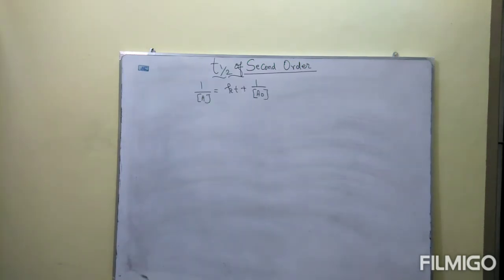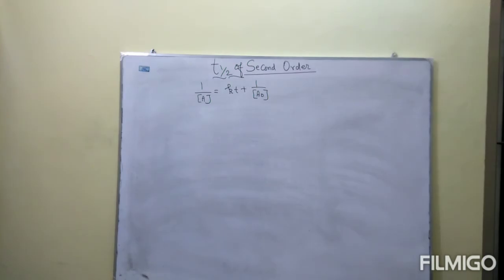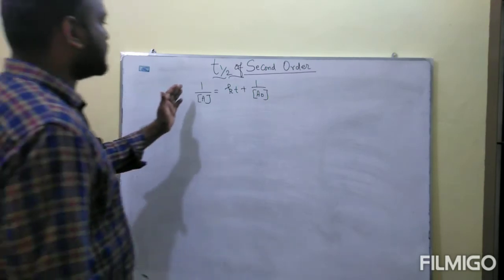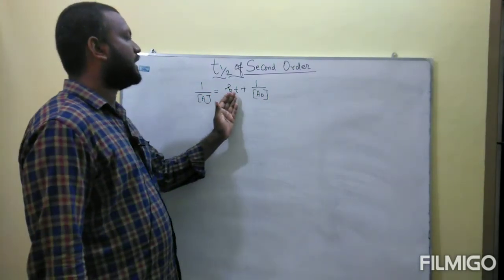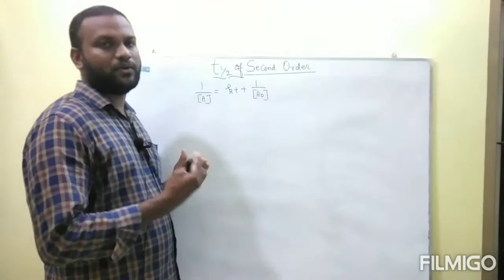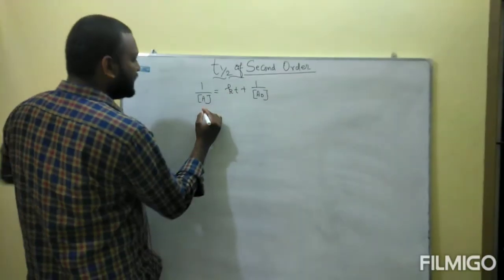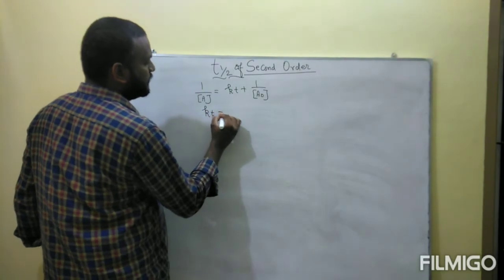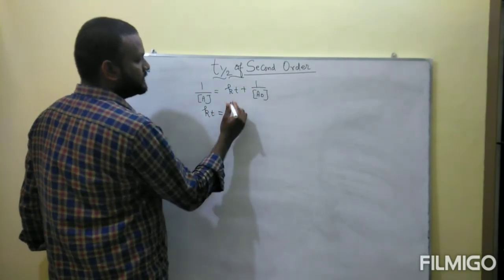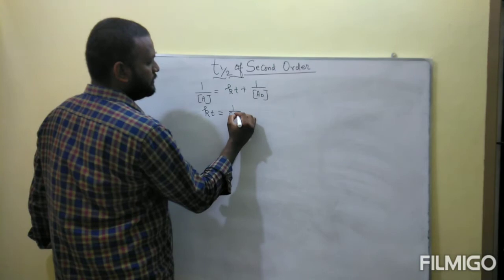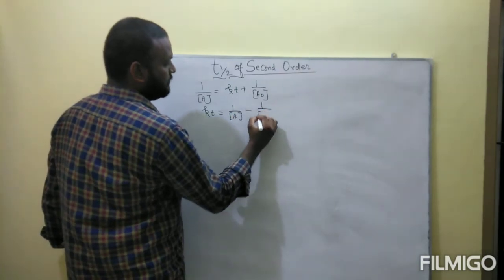Now consider the T half of second order reaction. We have the rate constant expression 1 by A is equal to KT plus 1 by A0. Now we are going to modify the equation like this: KT is equal to 1 by A minus 1 by A0.